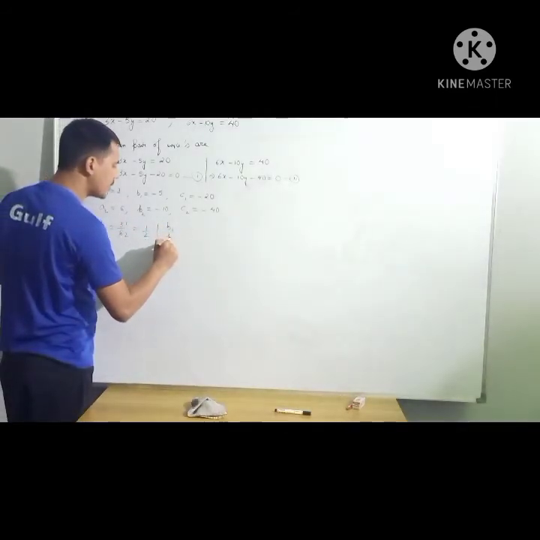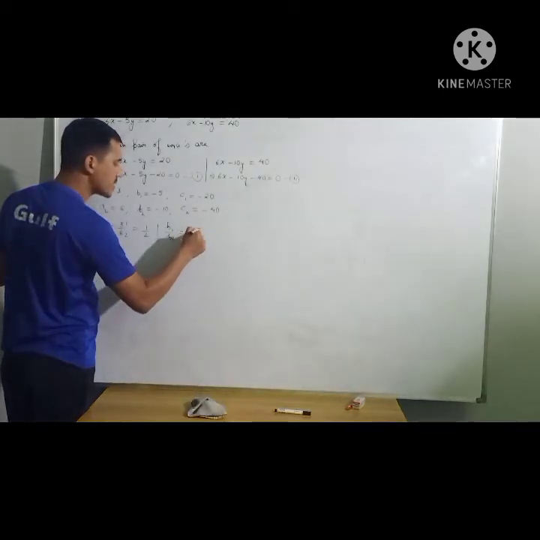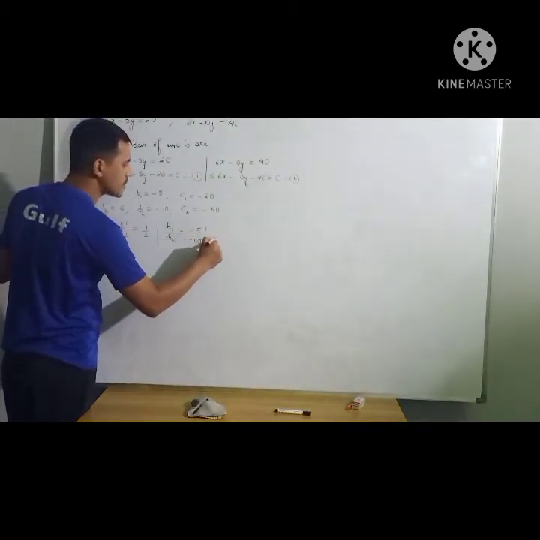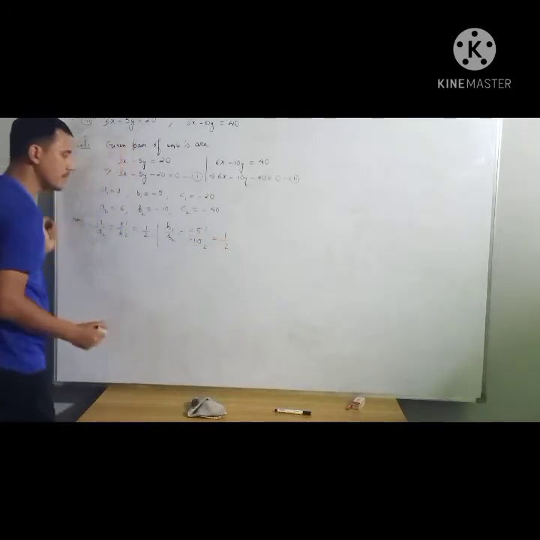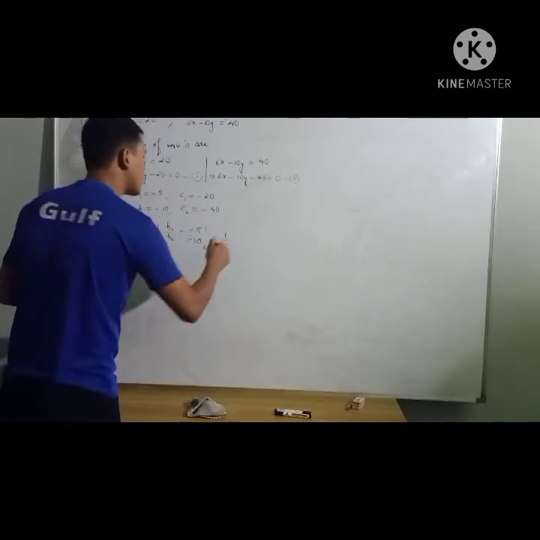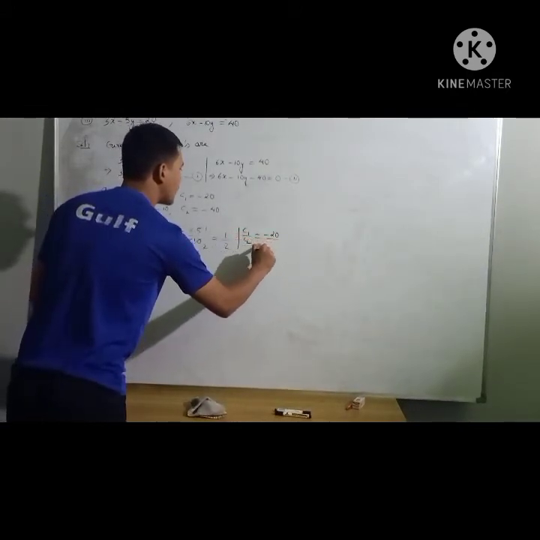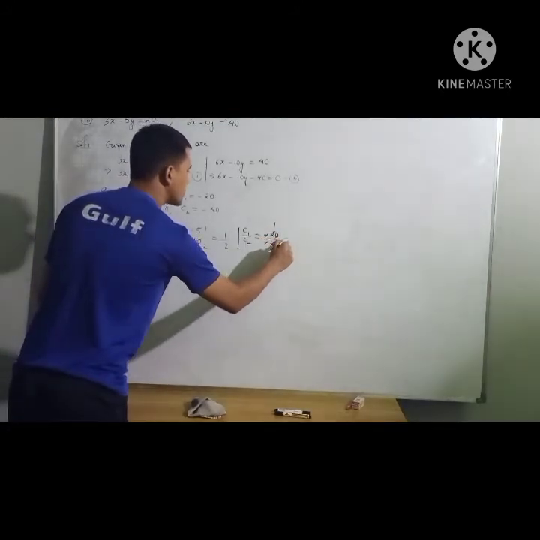B1 upon B2 is equal to minus 5 upon minus 10. Minus minus cancel. 5 1 times, 5 2 times. So the second ratio is also 1 by 2. Now let us check for the third ratio. The third ratio is C1 upon C2 is minus 20 upon minus 40. 2 1 times, 2 2 times, so 1 by 2.